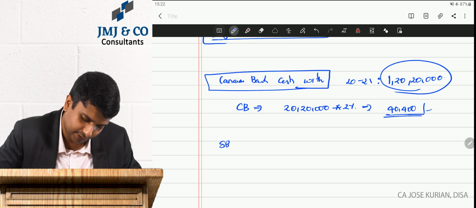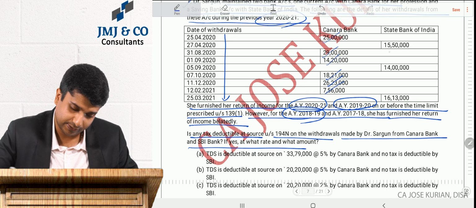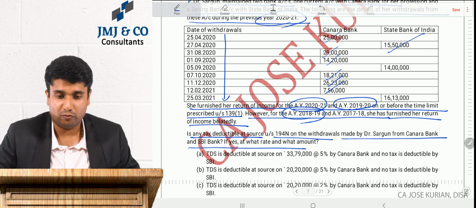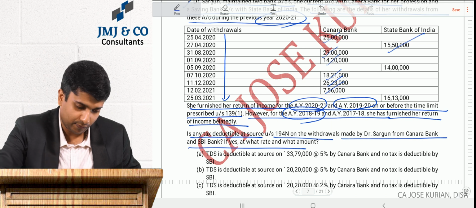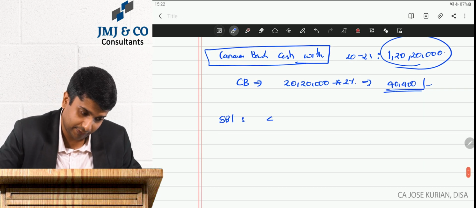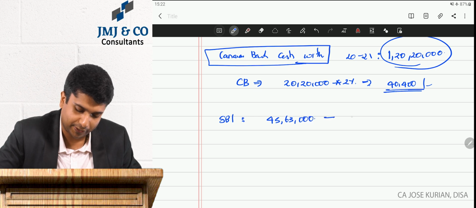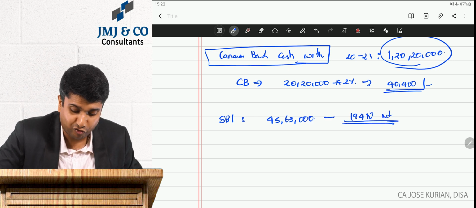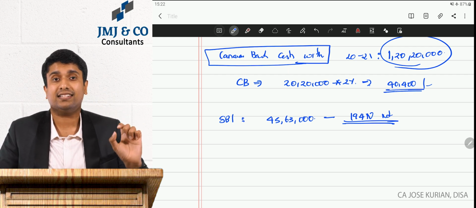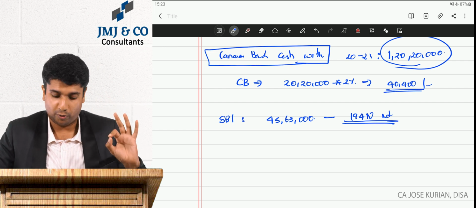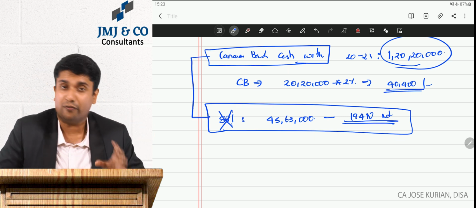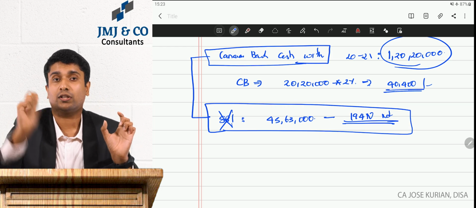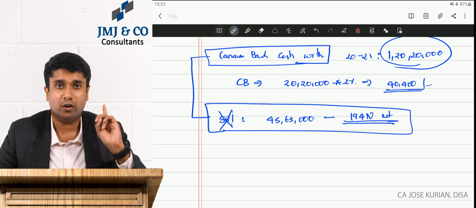Now friends, what about the other one, SBI? State Bank of India. So let's have a look at the State Bank of India figures. 15 lakh 50,000 plus 14 lakh plus 16 lakh 13,000. It would be 45 lakh 63,000, the total cash withdrawal from SBI, and 194N is not applicable. From one bank, if it exceeds 1 crore, then on that excess you need to deduct TDS at 2%. If from another bank the cash withdrawal is not exceeding 1 crore, you don't need to consider both withdrawals together. From one bank, if the withdrawal exceeds 1 crore, then TDS will be applicable on the excess amount over 1 crore. That's what 194N is all about.